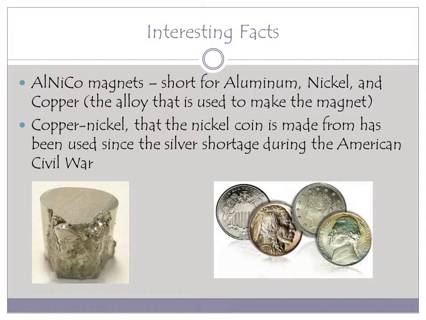Some interesting facts about nickel. Alnico magnets, which is short for aluminum, nickel, and copper, which is the alloy that is used to make the magnet. Copper nickel, which the coin nickel is made from, has been used since the silver shortage during the American Civil War.